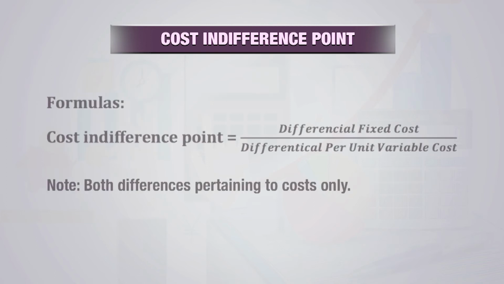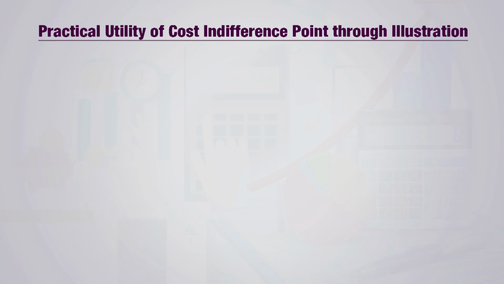The formula of cost indifference point is equal to differential fixed cost divided by differential per unit variable cost. Note, both differences pertain to costs only. Let us understand the practical utility of cost indifference point through an illustration.